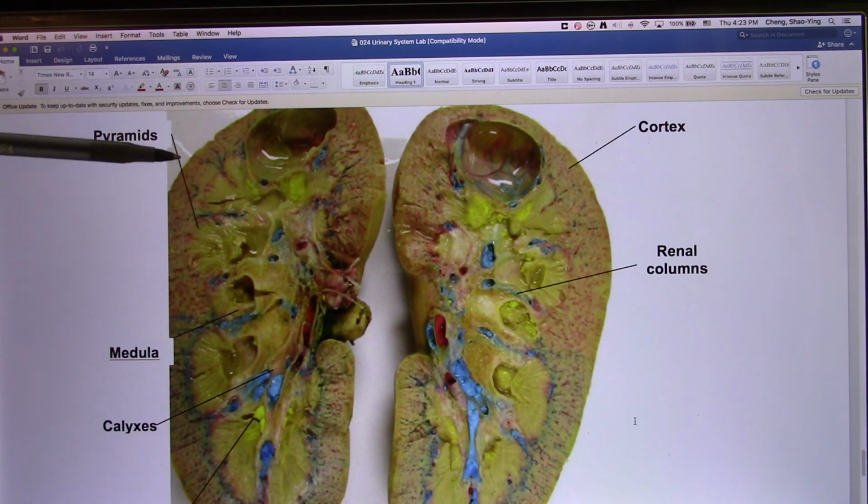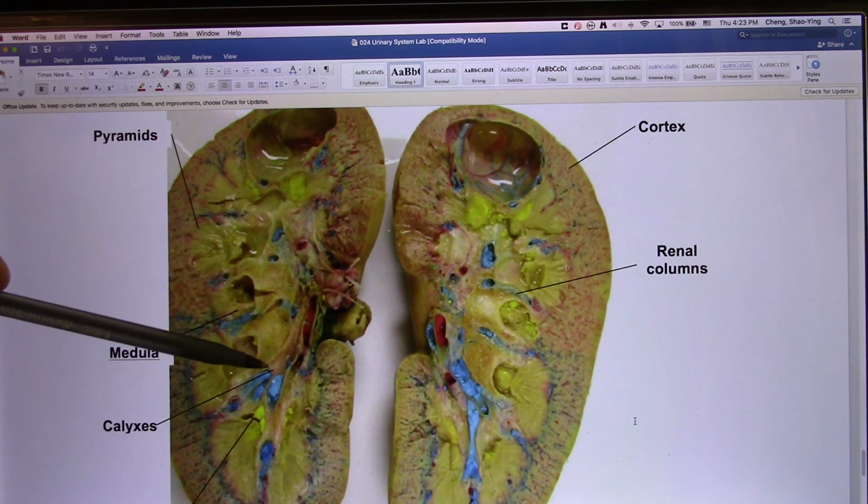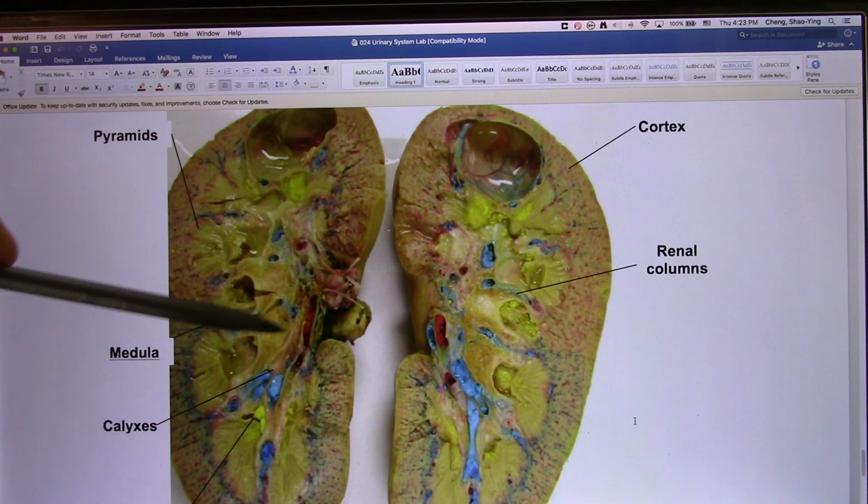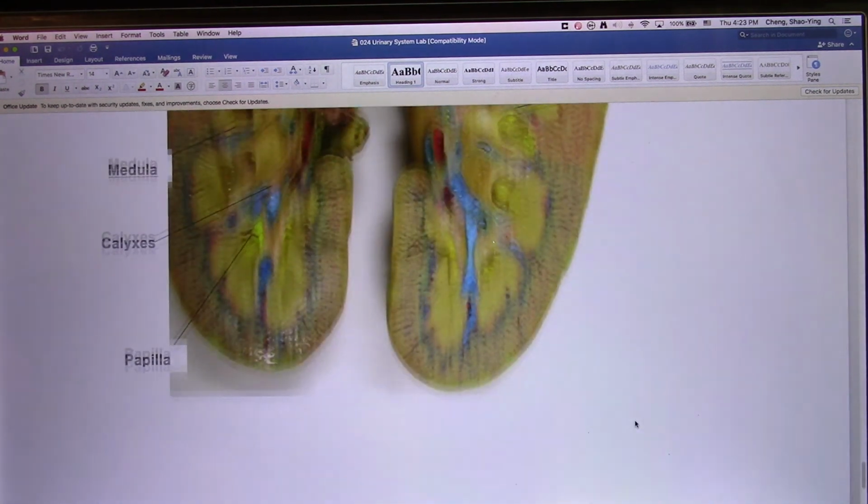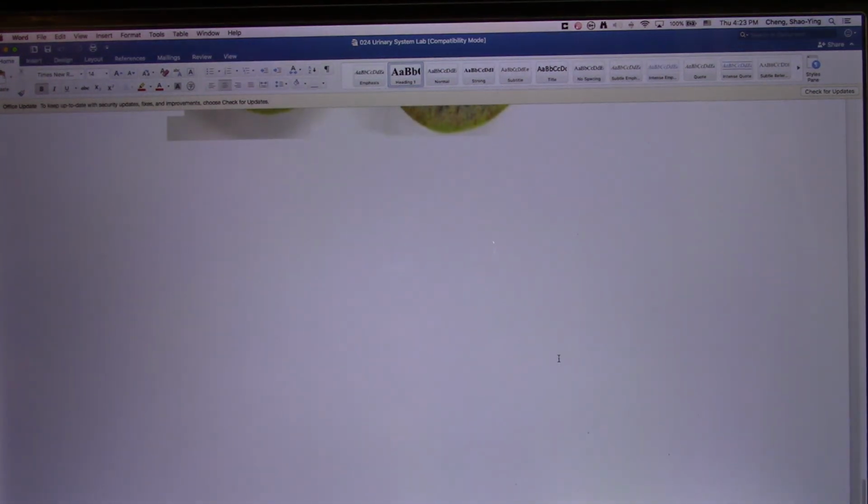So you have the cortex, the medulla, and these are the calyx. I call it a funnel, but it's called the calyx. Okay, that's it.